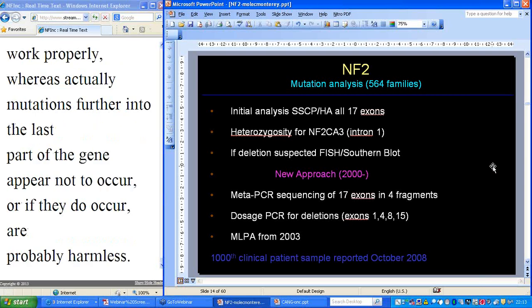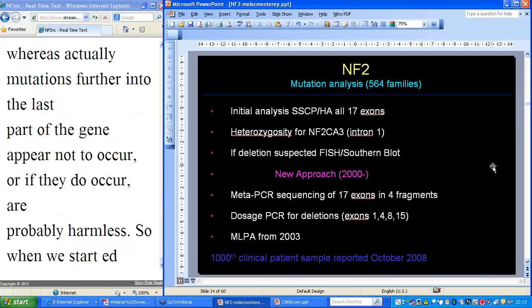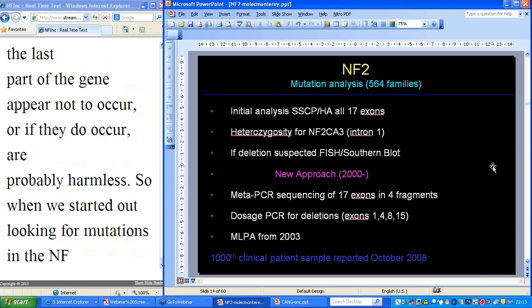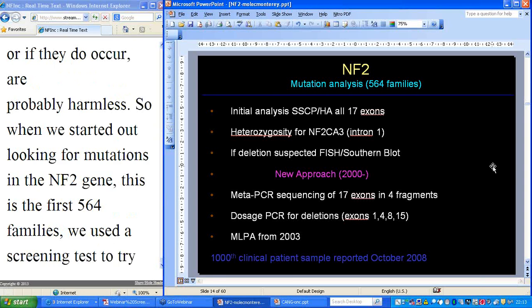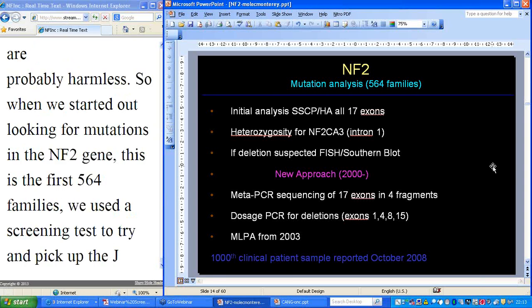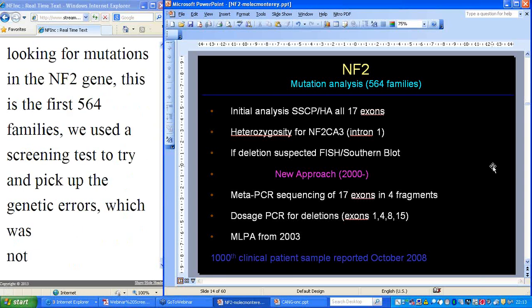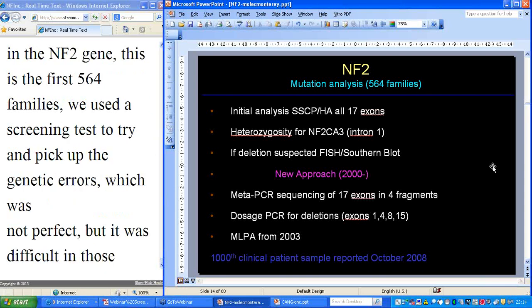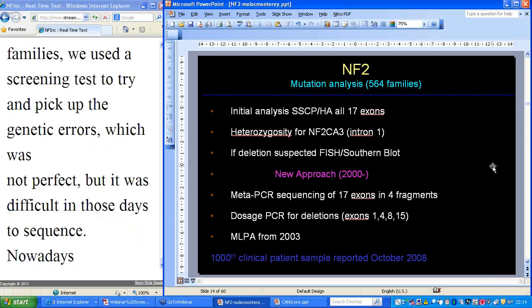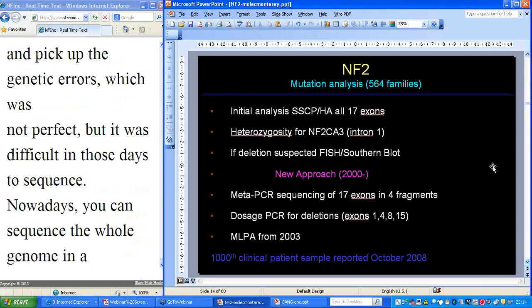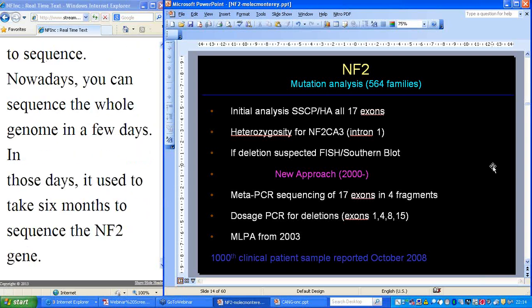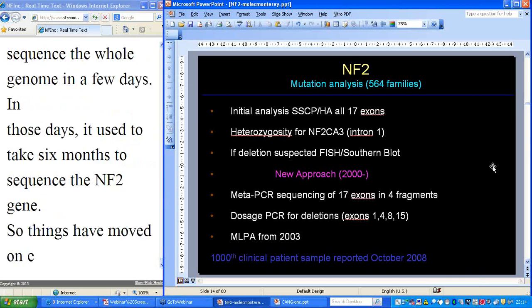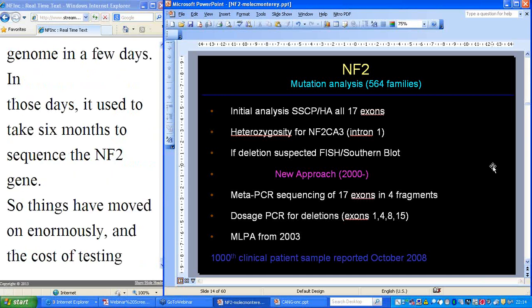So when we started out looking for mutations in the NF2 gene, and this is the first 564 families, we used a screening test to try and pick up the genetic errors, which was not perfect, but it was difficult in those days to sequence. Nowadays you can sequence the whole genome in a few days. In those days it used to take 6 months to sequence the NF2 gene. So things have moved on enormously, and the cost of testing has moved down and down and down.